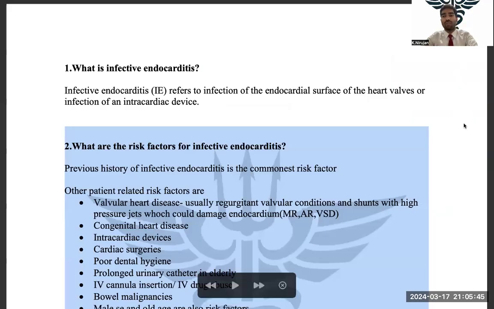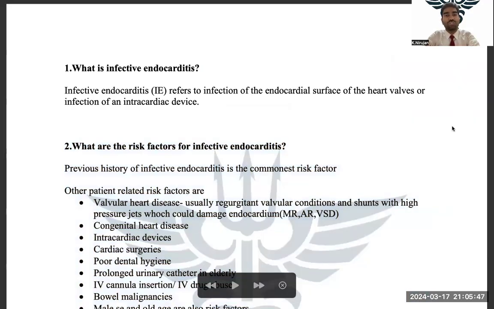I thought of making this a question and answer session so that it would be more interactive and more palatable rather than just a theory session. So the first thing is, the talk is on infective endocarditis.